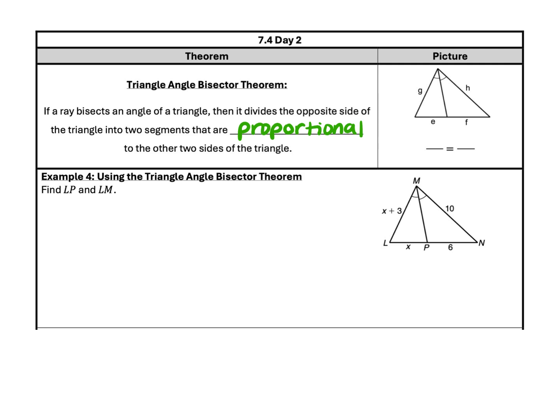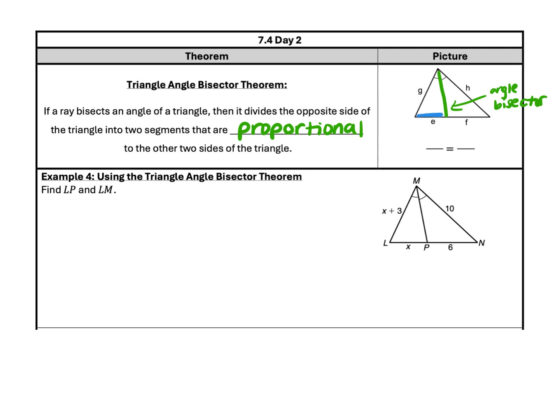So let's look at what this is saying. If a ray bisects an angle of a triangle. So here is that ray I just outlined in green. So that is like my angle bisector. So that's my ray that's bisecting the angle. Then it divides the opposite side of the triangle, like the opposite meaning across from that angle that's bisecting, into segments that are proportional to the other two sides.